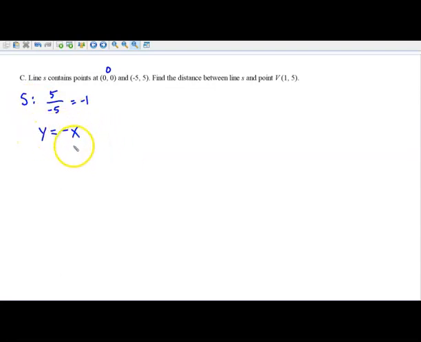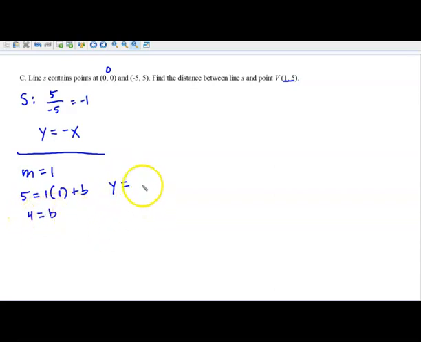All right, so that's the equation for S. Now let's find the equation for the segment that would be perpendicular to that. So that would have a slope of +1, and it passes through 1, 5. So y equals mx plus b, solve for b. 1 would be subtracted from both sides, so b is 4. So the equation for the segment that's perpendicular to S would be y equals x plus 4.